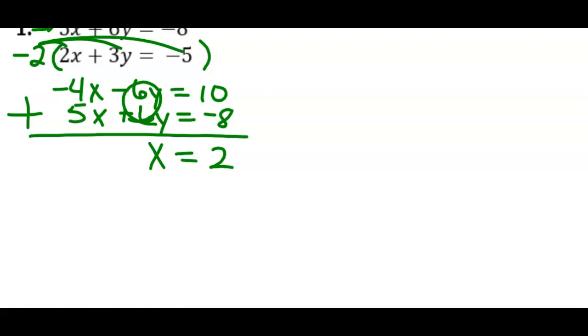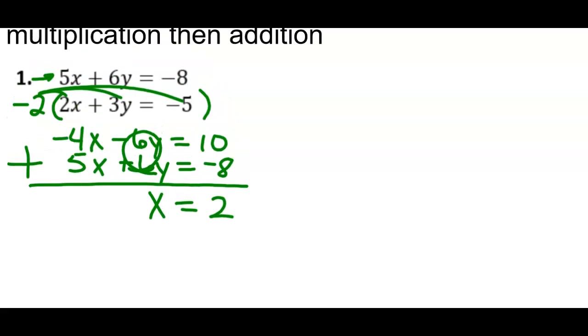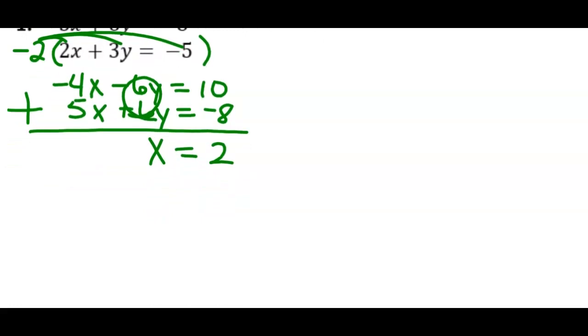I would put it into one of the original equations. I wouldn't put it into the multiplied equation. But you could. You have 3 choices here: the 5x plus 6y equals 8, the 2x plus 3y equals negative 5, or the negative 4x minus 6y equals 10. Because all of those equations are equivalent to the original problem. Right? And so we are looking for the answer that makes those true.